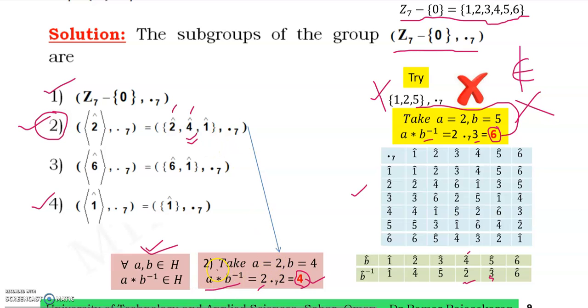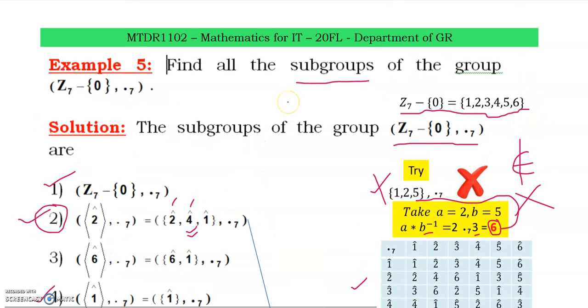Actually, if you check this, this is the necessary condition. If you take any two elements and this property is verified, then definitely this is a subgroup. Now there is no need to check all the other remaining four, but if you want to check, you can check. Now here four subgroups are listed for this group. This is the answer for this example 5.